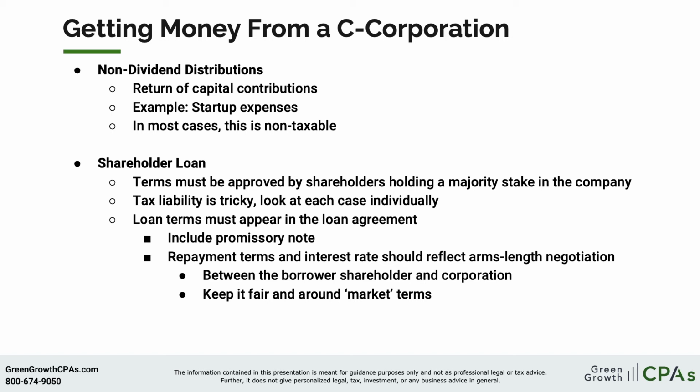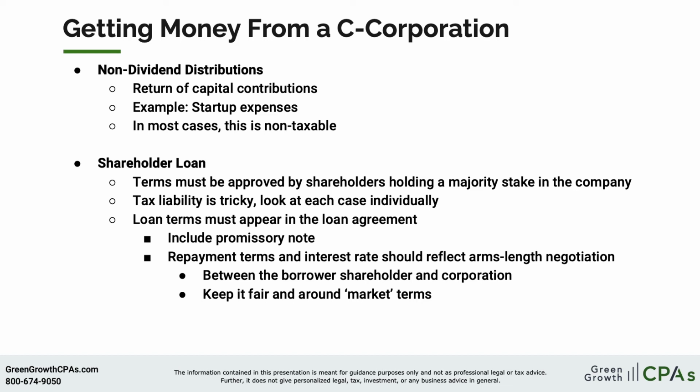Now, the repayment terms and the interest rate should reflect what we call an arm's length negotiation between the borrower, shareholder, and the corporation. Now, this means that your repayment terms and your interest rate should be fair and around market terms, right? You can't get some kind of sweetheart deal because you're a shareholder of the company. It needs to be at market terms.